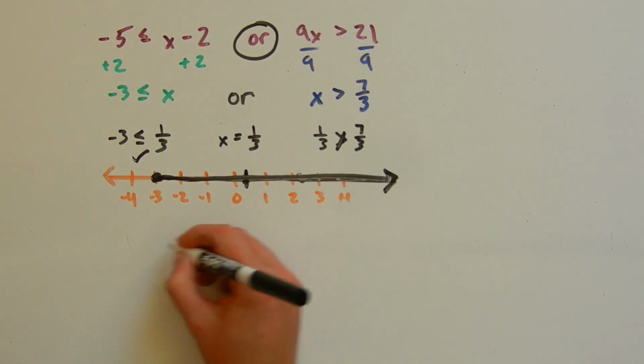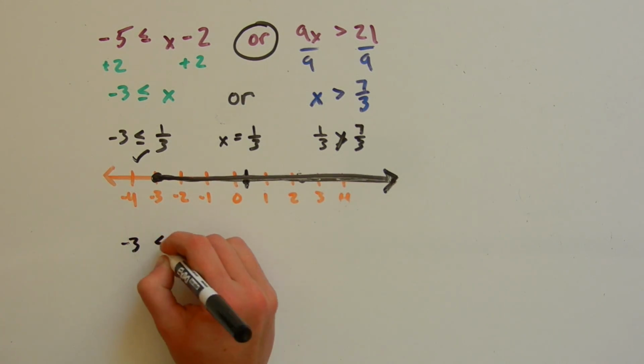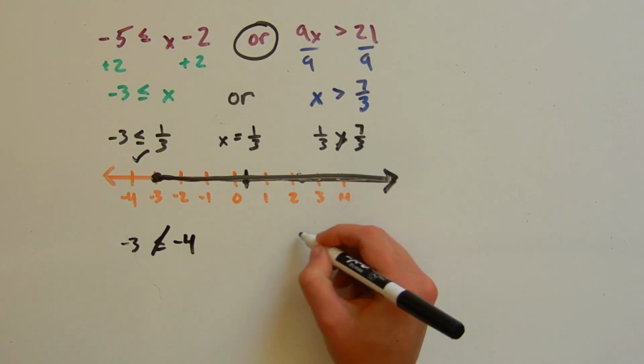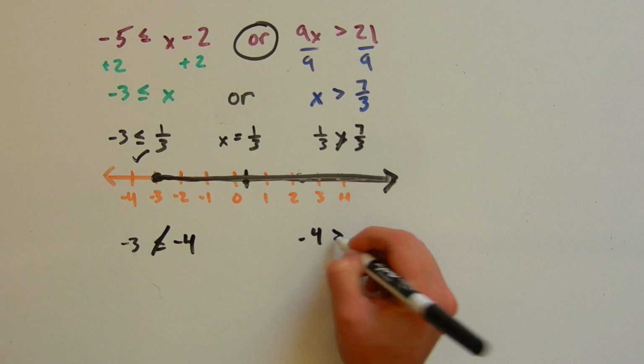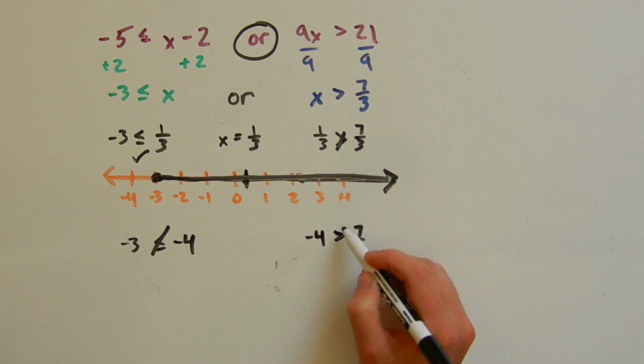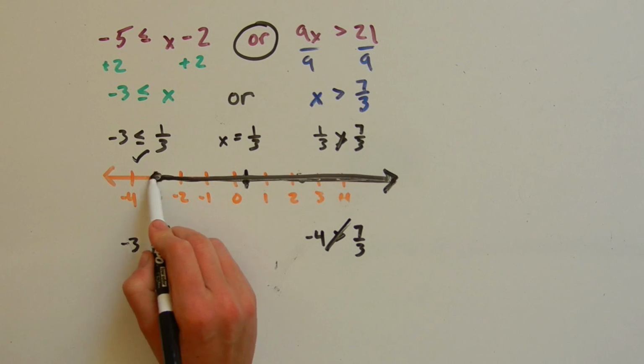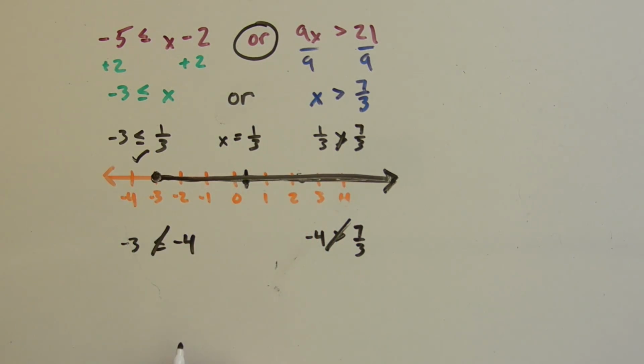If we picked negative 4, negative 3 is not less than or equal to negative 4, and negative 4 is not greater than 7/3. So you can see it does not fall within the interval for our compound inequality.